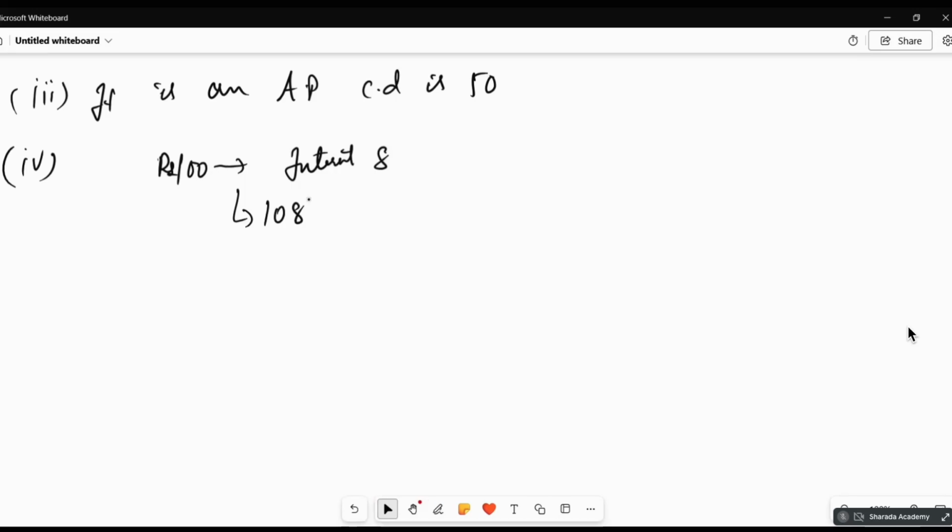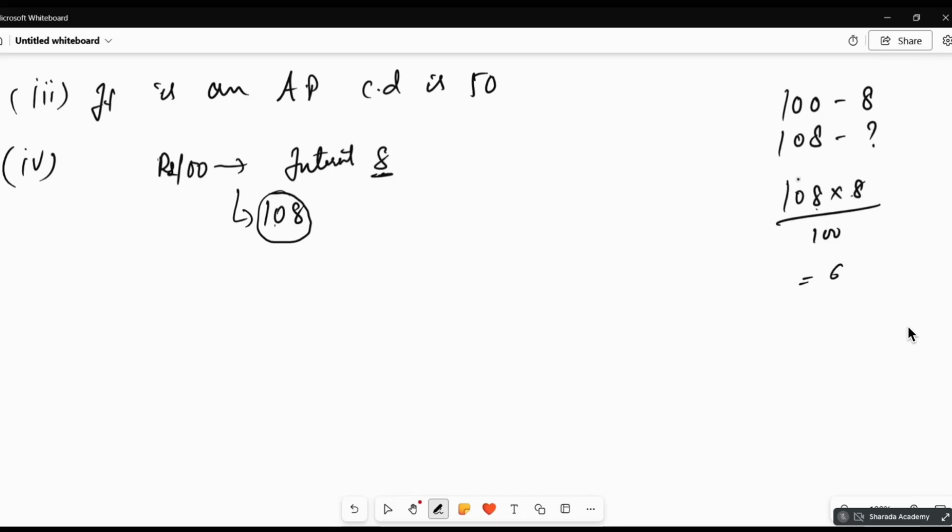For the second year, he will pay interest for this 108, not for 100. So it may be 109. We should calculate. I didn't calculate. For 100, he is giving 8. For 108, how much will he give? 108 into 8 by 100. It reaches 8.64 rupees he will give. So for 108, he will pay the interest of 8.64. So this is for the second year.